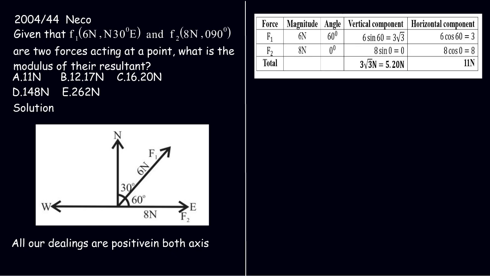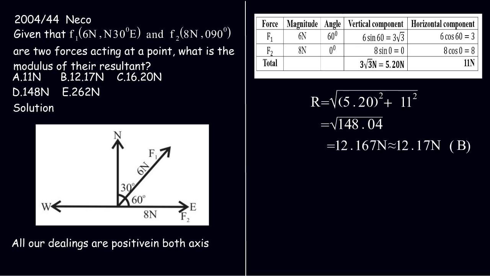Now summing up and getting our total, our vertical component total will be 3 root 3, which is equal to 5.20, and our horizontal component will be 11, that's 3 plus 8. Now our resultant will be equal to the square root of (5.20) squared plus 11 squared, which will be equal to the square root of 448.04. And finding our square root, it will be equal to 12.167 Newton, or approximately 12.17 Newton. And the correct option is B.